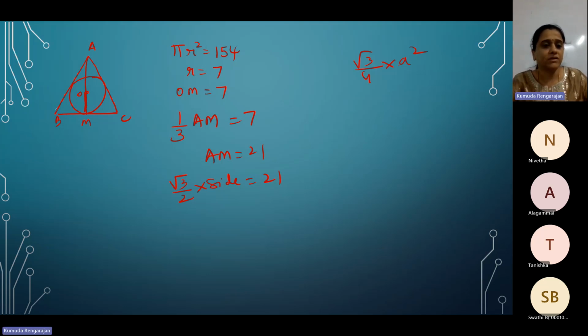That's one way of doing it. The other way of working is when you join OB. Now you know this is 90 degrees, because the radius is perpendicular to the tangent, or because this is the altitude, it's 90 degrees. Now, when you join the incenter to the vertex, this line segment will bisect this angle.